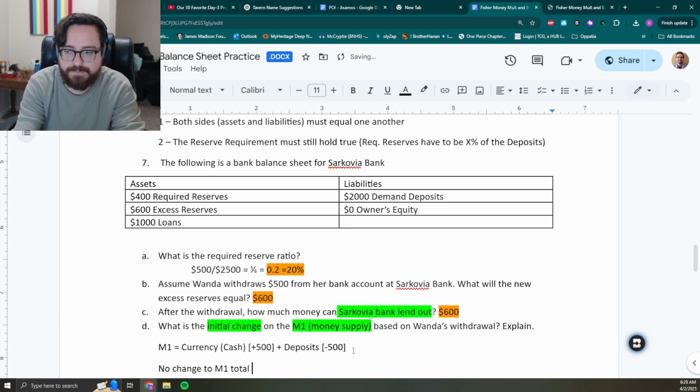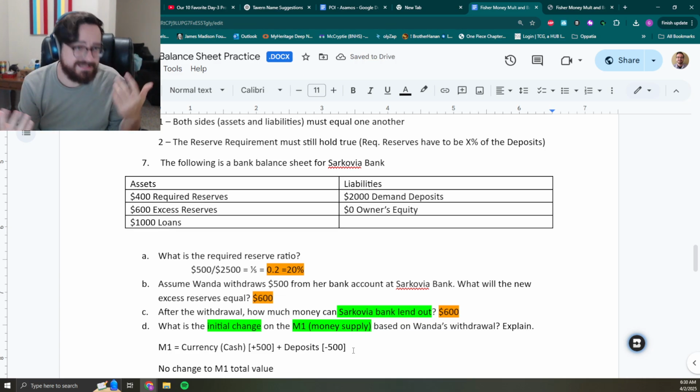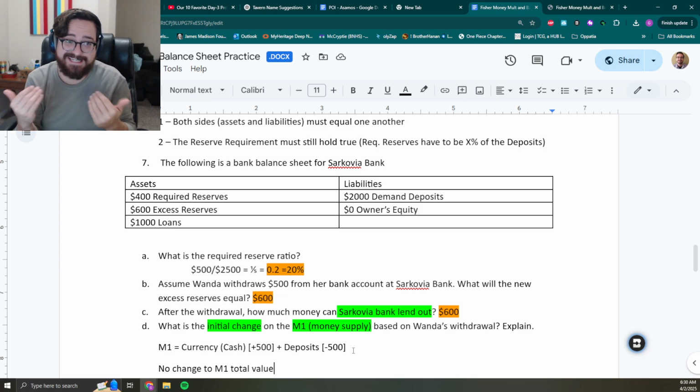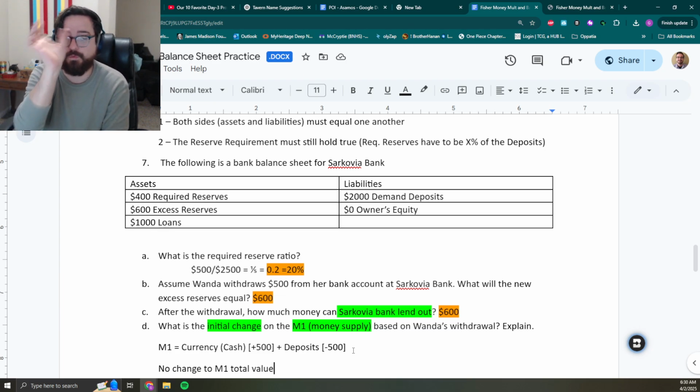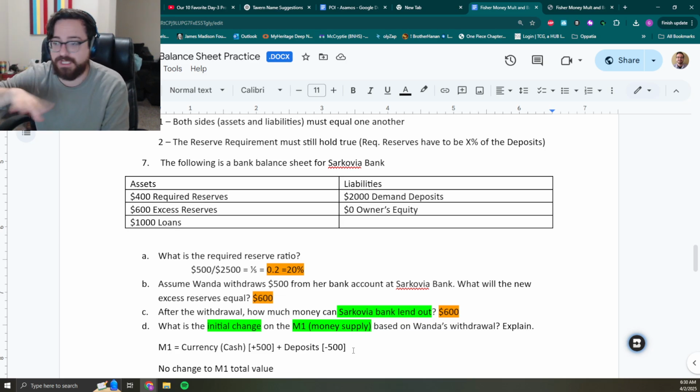Total value anyway. The total value of M1 did not change. The composition of it did, in terms of which part of M1 this is in, but M1 is just this plus this plus this. I moved the 500 from one thing to the other, but it's still in M1. So there's no change to M1's value at all here.